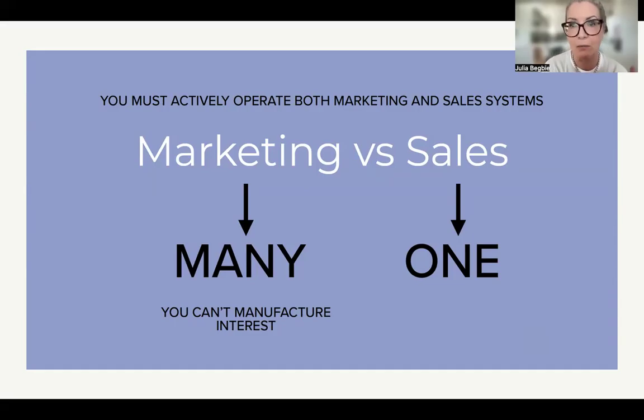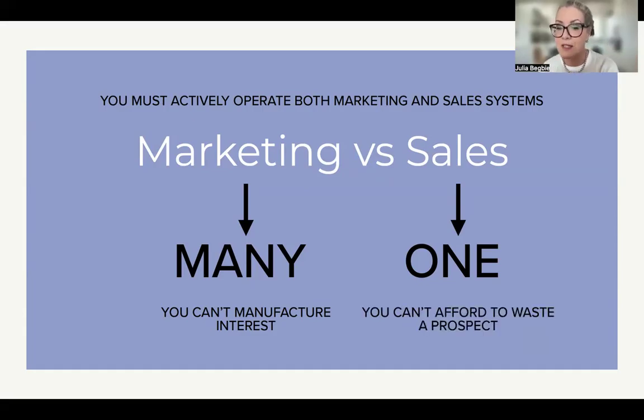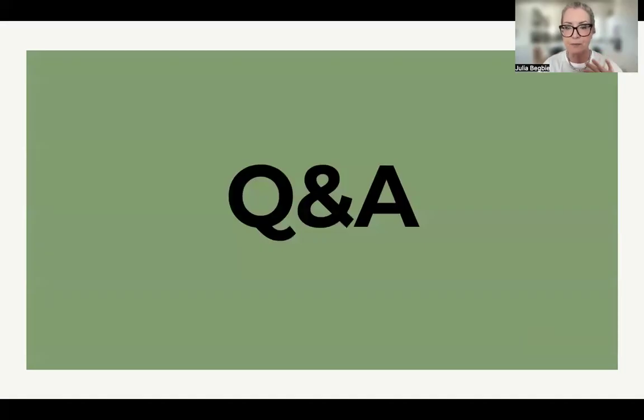You cannot manufacture market interest. You can't magic it up. You have to put some heat under it in order to make it boil. Okay, so your marketing, you have to be at it. You cannot manufacture interest. And with your sales, when you get a live one, you can't afford to waste that prospect. So we have to look after our one-to-one sales, and we have to look after our one-to-many marketing.